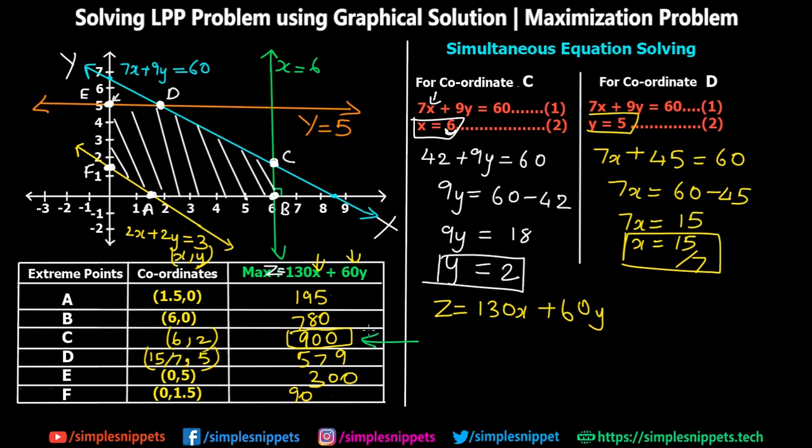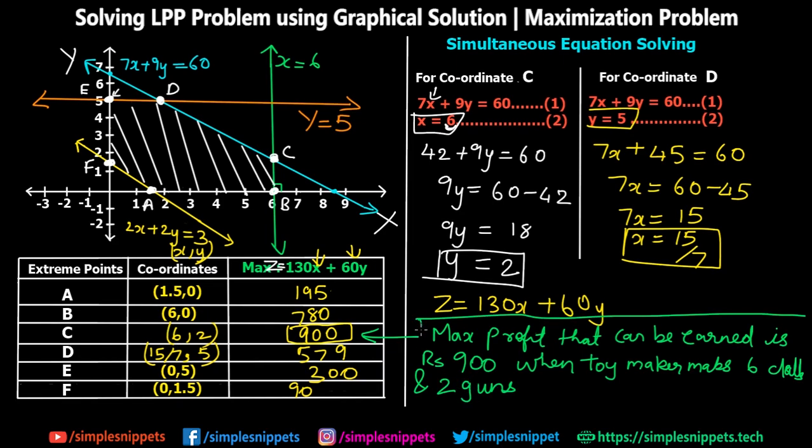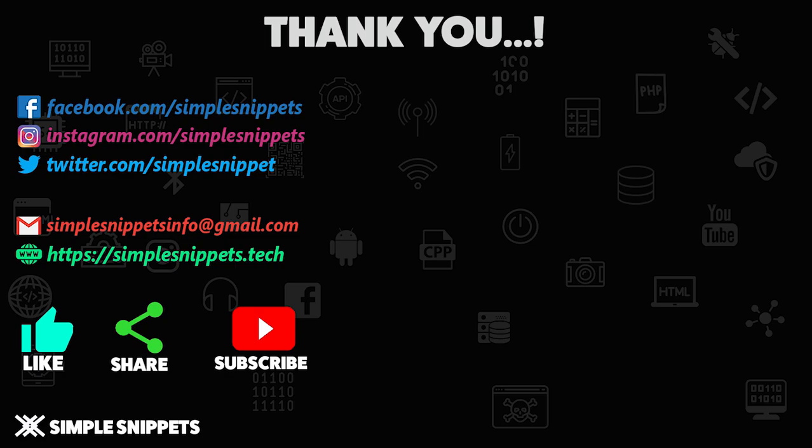So now we have reached our final answer, that is the maximum profit that can be earned is rupees 900 when the toy maker makes 6 dolls, because 6, the x coordinate, represents the number of dolls, and 2 guns. So this is the final answer to your entire problem: a maximum profit of 900 rupees, which is obtained when the toy maker makes 6 dolls and 2 guns.